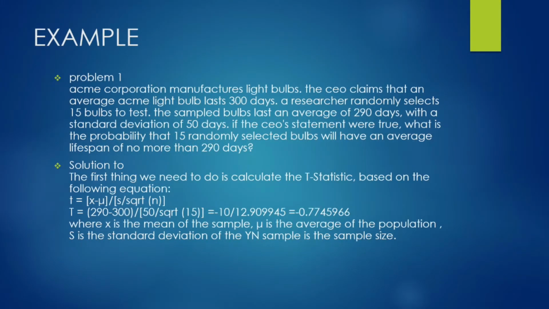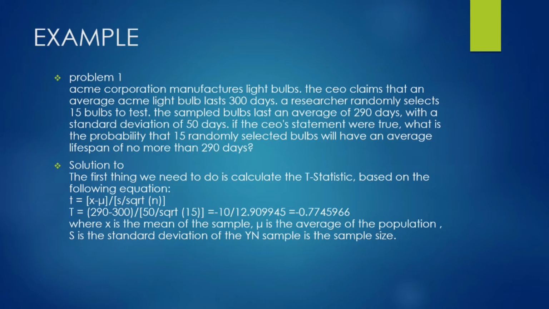Problem 1. ACME Corporation manufactures light bulbs. The CEO claims that an average ACME light bulb lasts 300 days. A researcher randomly selects 15 bulbs to test. The sample bulbs last an average of 290 days with a standard deviation of 15 days. If the CEO's statement were true, what is the probability that 15 randomly selected bulbs will have an average lifespan of no more than 290 days?